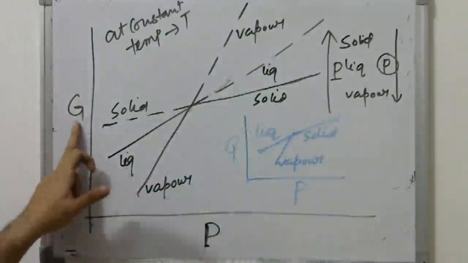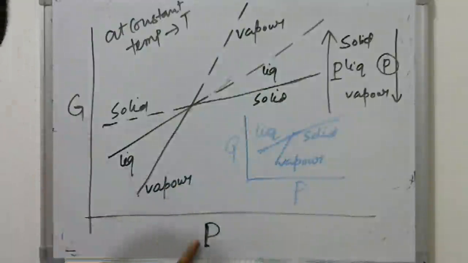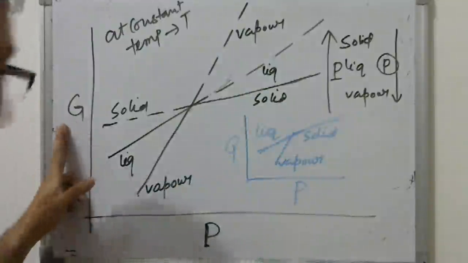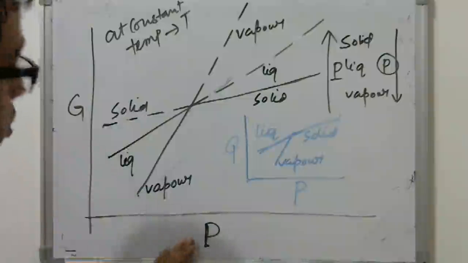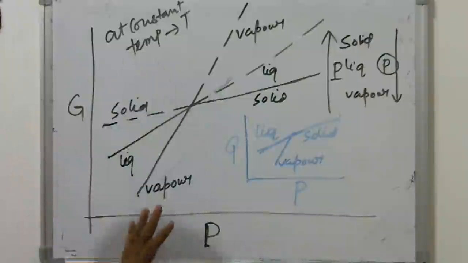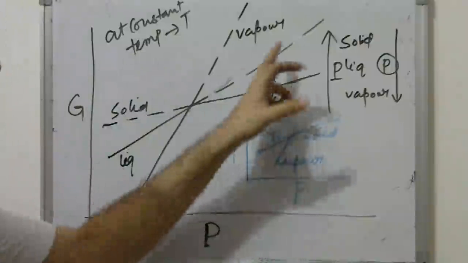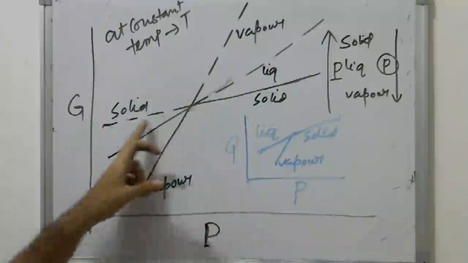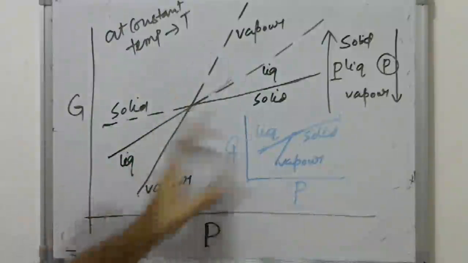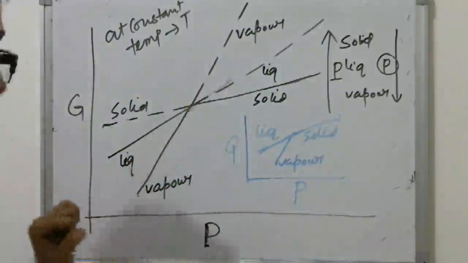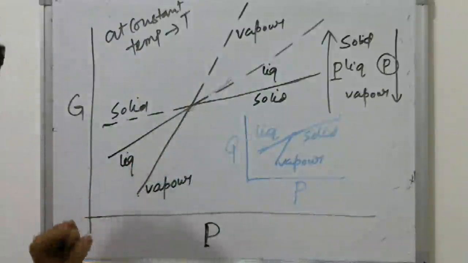The free energy variation with respect to pressure, at a given constant temperature. Please understand that. I'll explain why this is a dashed line, why this is a dashed line, why this is a dashed line. I'll explain everything. Let's look at it.